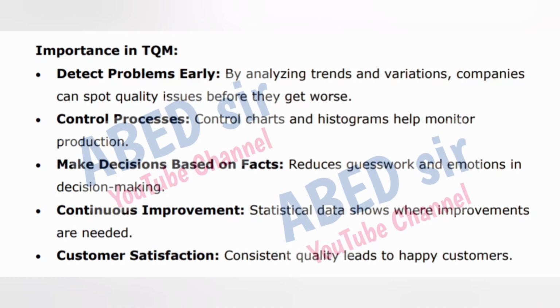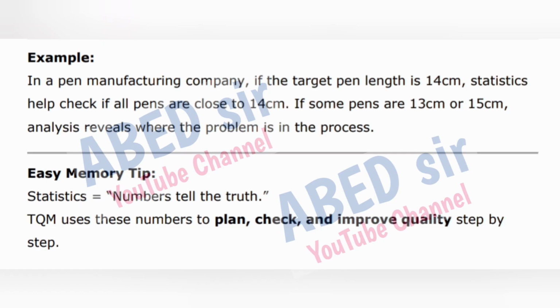Customer satisfaction: consistent quality leads to happy customers. Example: in a pen manufacturing company, if the target pen length is 14 centimeters, statistics help check if all pens are close to 14 centimeters. If some pens are 13 centimeters or 15 centimeters, analysis reveals where the problem is in the process. Easy memory tip. Statistics is equal to numbers tell the truth. TQM uses these numbers to plan, check, and improve quality step by step.